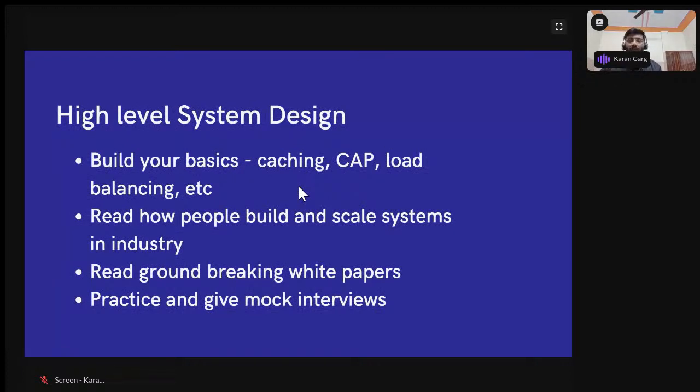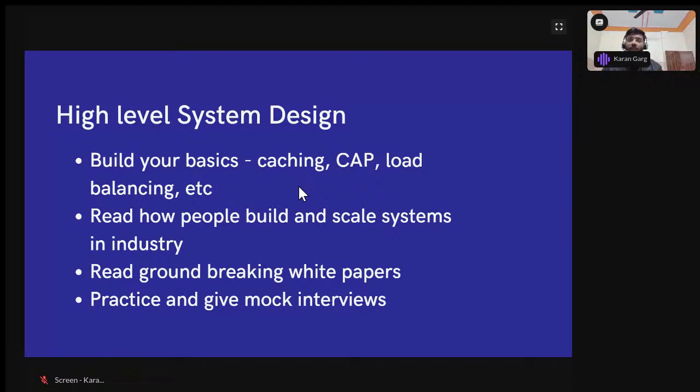Then apart from that, one thing that I will highly recommend is to read about actual infrastructure, how people actually build it, how Instagram actually built things at scale. How did they scale up? Why did they move to Cassandra? Why did they do XYZ? How exactly are they doing it? It's available in public. Utilize that.